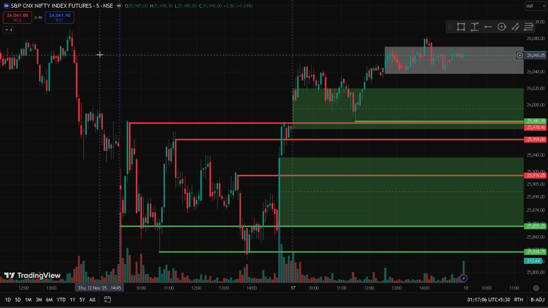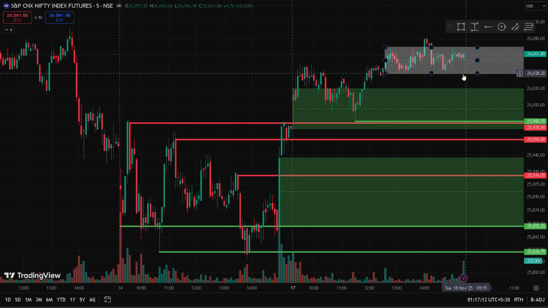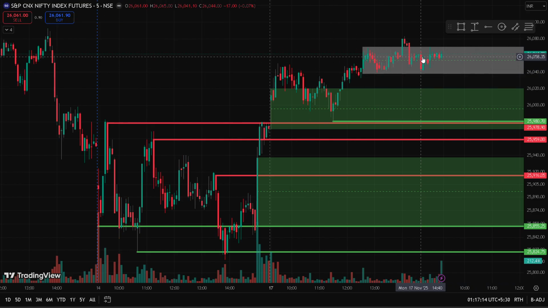And one more thing to observe here is that there was a sharp move from this point till this point, but in the same place, there is a good amount of accumulation taking place. This accumulation might be so strong that the market can move back to this point. Okay, back to this point. We never know.